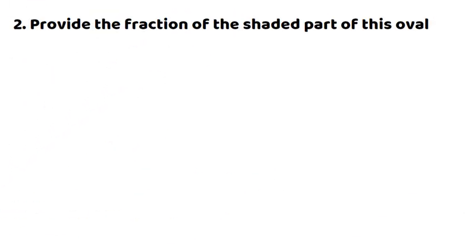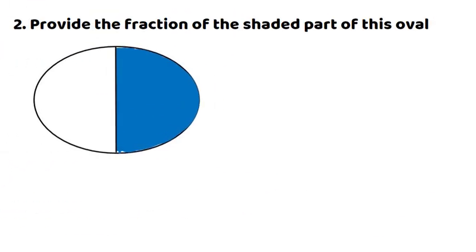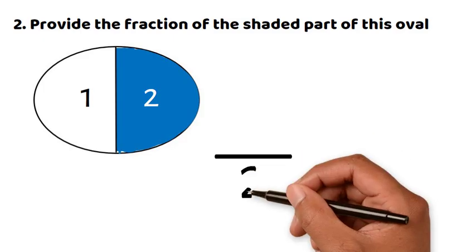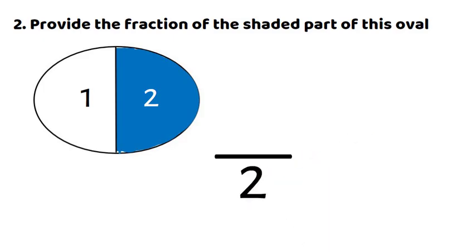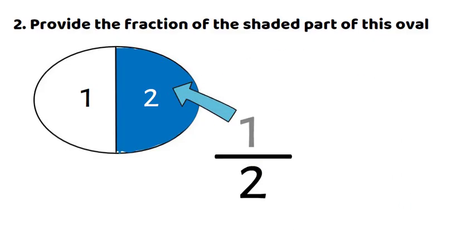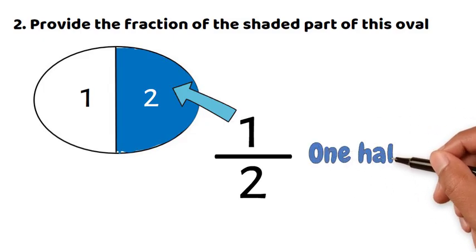In number 2, we see an oval has been given. So this oval has been divided into 2 equal parts. We therefore know that the denominator of the fraction would be 2. The number of parts that have been shaded in blue is 1. So the numerator would be 1. The fraction of the oval that has been shaded is therefore 1/2.